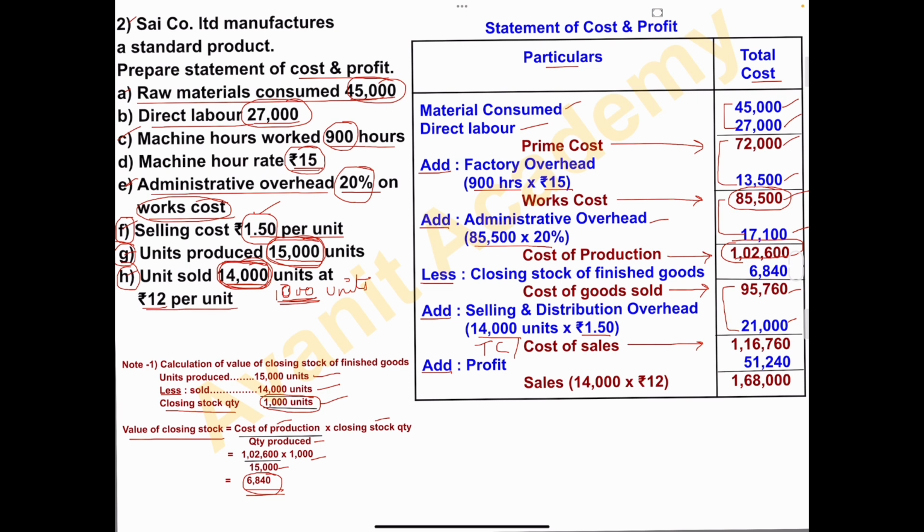So how many units they have sold? 14,000. And the rate per unit is rupees 12.